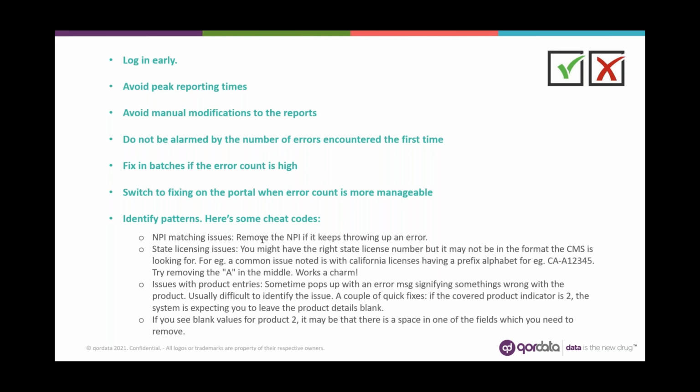Another common issue is to do with state licenses, and here I've put down the example of California state licenses. California state licenses have an alphabet prefix before the number. So it would be in the format CA hyphen A followed by the number, right? And that's how it appears on the NPI registry. That's how it appears in the various different sources.